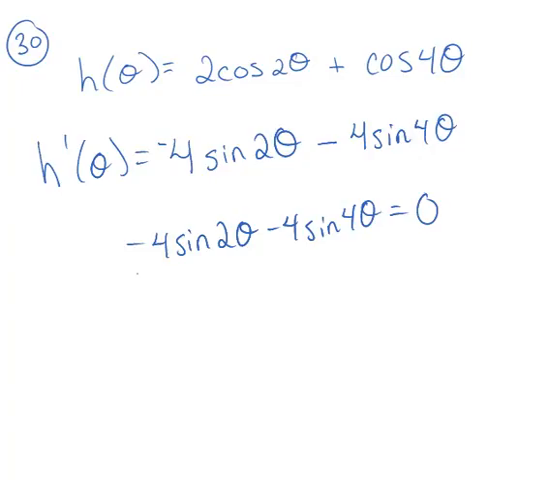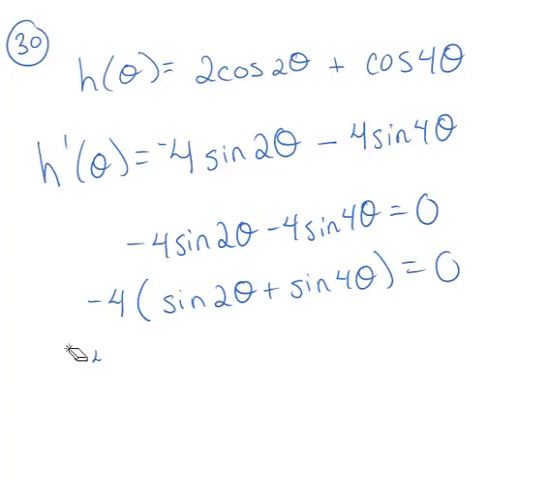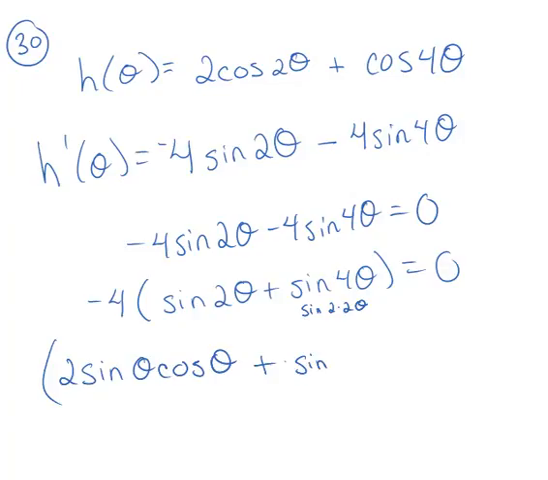Probably the best way, you could take negative 4 out, and so then you're just thinking about where sine 2 theta plus sine 4 theta is equal to 0. And then you don't have to worry about that negative 4 because it just falls out when you divide through. Now, sine 2 theta, you can use the double angle formula. That's 2 sine theta cosine theta. And then you can do a double angle formula for the sine of 4 theta. You can think of this as the sine of 2 times 2 theta. So the double angle formula there would be 2 sine 2 theta cosine 2 theta.